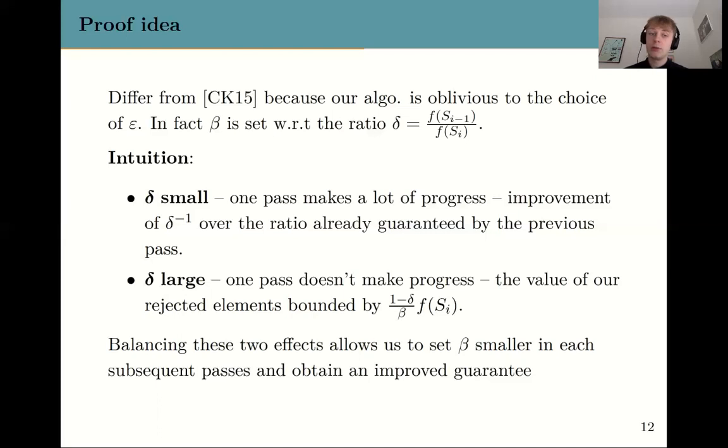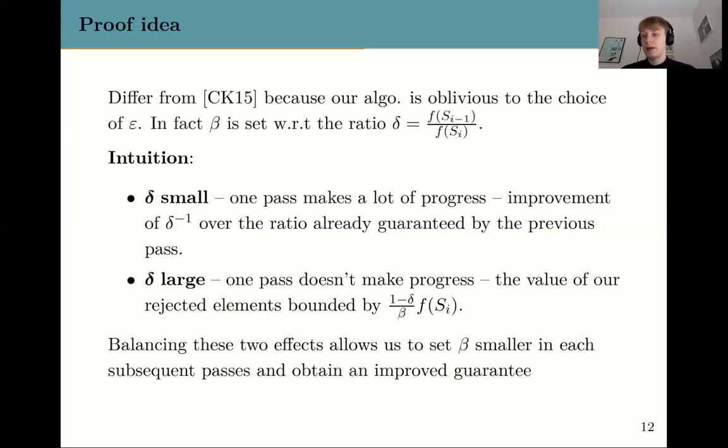And what does it measure? Well, if delta is small, then our one pass does make a lot of progress. So since we knew the approximation ratio of the previous pass, then our solution can only be better.